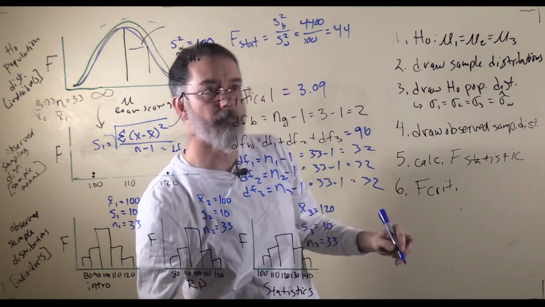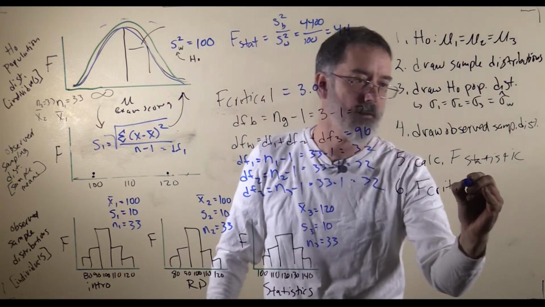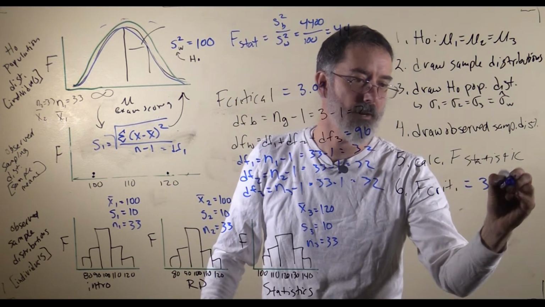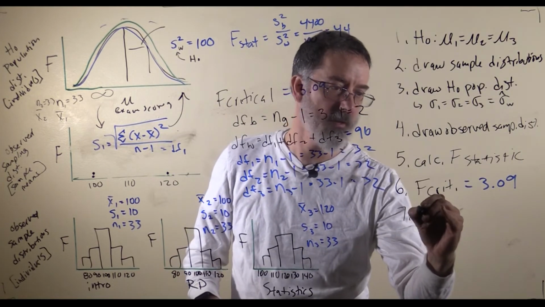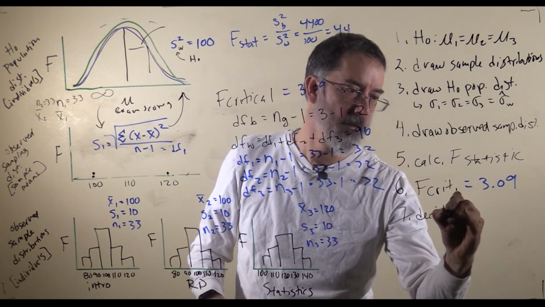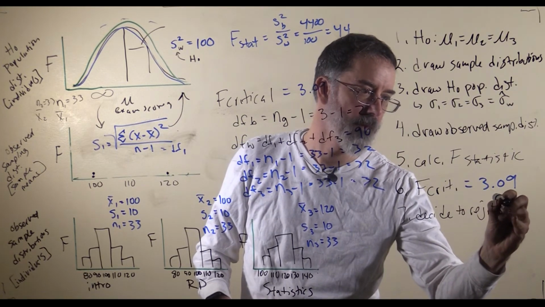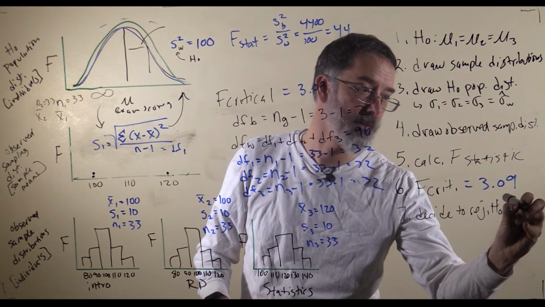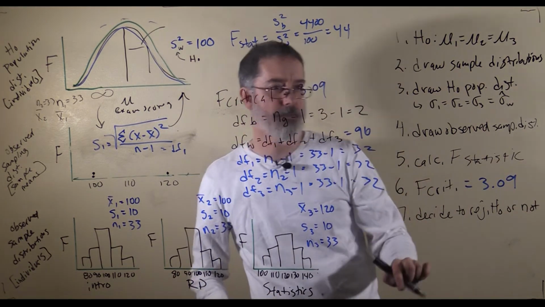3.09. So we've got our F critical equals 3.09. Just like with a t-test, the next thing we're going to need to do is decide to reject the null hypothesis or to fail to reject it. And the process is the same using our critical values.